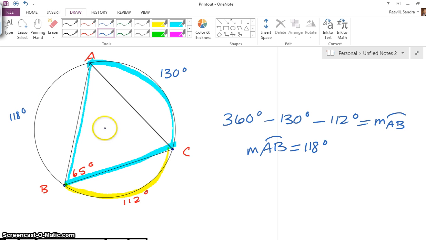Which must mean there's a central angle, whoops, missed B. There's a central angle with the corresponding degree measure, and it must mean that the angle at ACB is 59 degrees. So we could continue to work around this triangle and find missing measures, which sounds like a lot of fun.